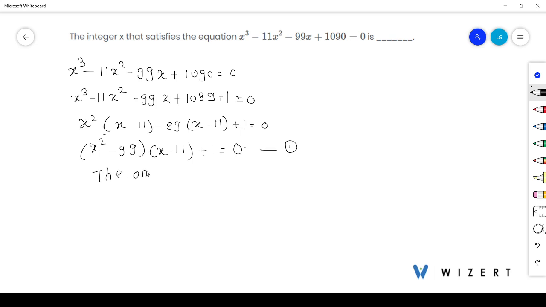The only integer that satisfies equation 1 is 10. So, the value of x is 10.